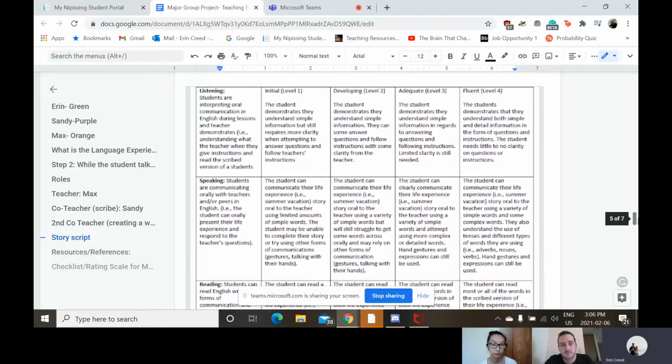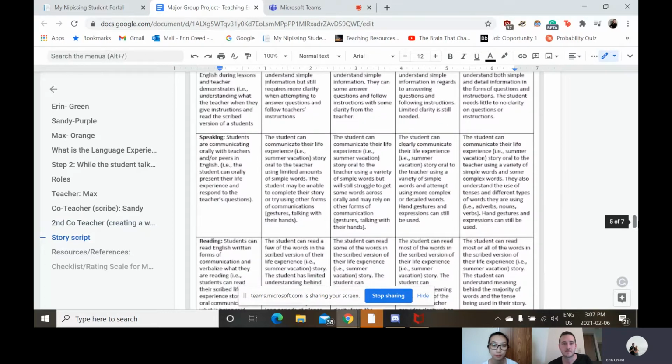For listening, we have how students are interpreting oral communication in regards to following instructions and asking questions. At the initial level, the student demonstrates that they understand simple information, but they still require a lot of clarity from the teacher. For developing, the student demonstrates they understand simple information and can answer and follow some instructions. However, they still need some clarity. At the adequate level, the student demonstrates they understand simple information, can answer the questions and follow instructions with limited clarity needed. And fluent has the student understanding both simple and detailed information in the form of questions and instructions with little to no clarity.